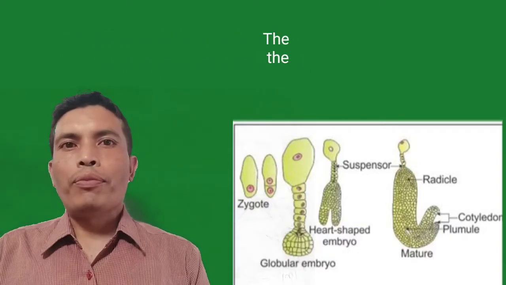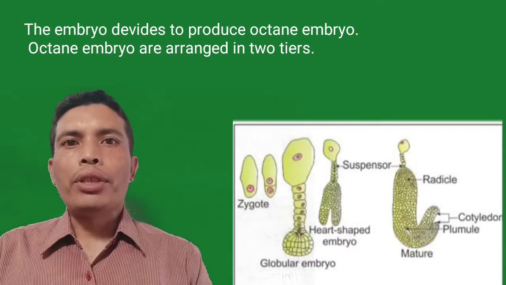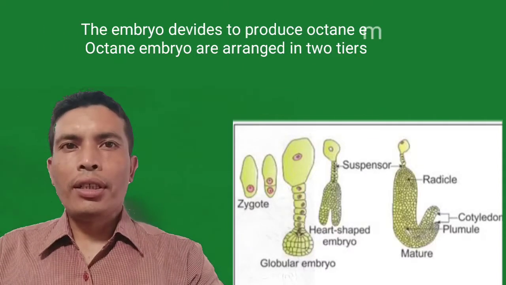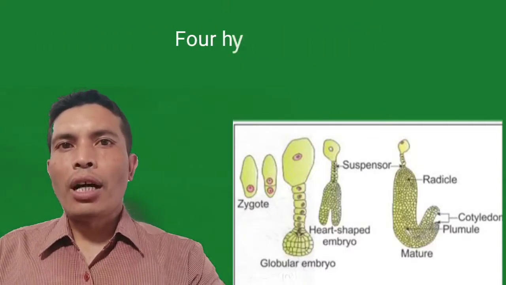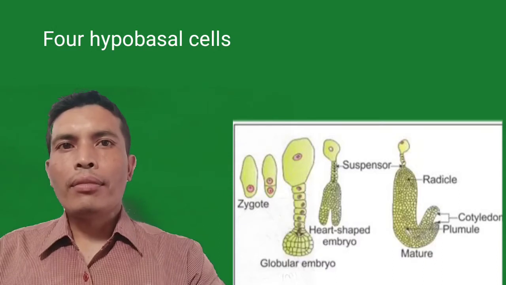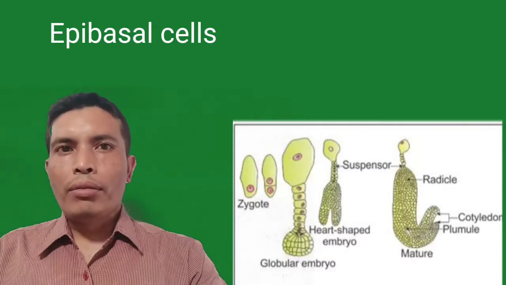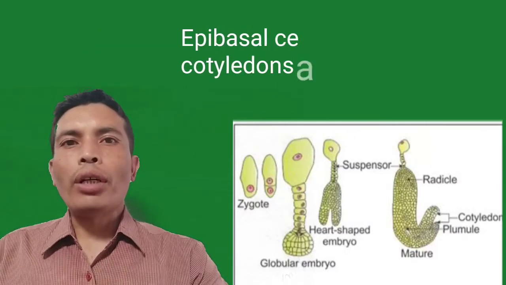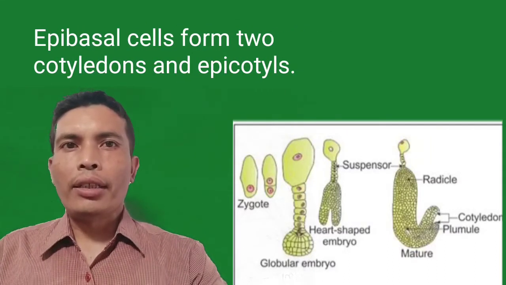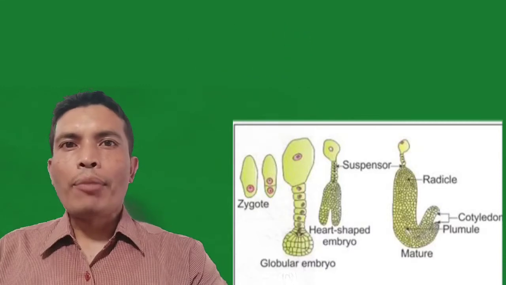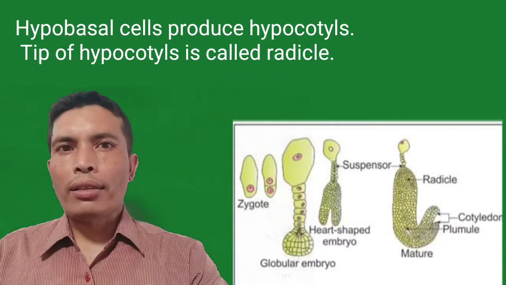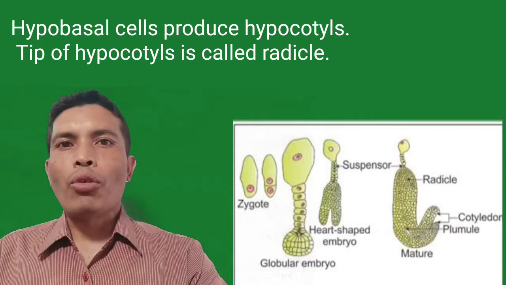The suspensor helps in pushing the embryo into the endosperm. The embryo divides to produce an octant embryo, which is arranged in two tiers. The 4 cells near the suspensor are called hypobasal, and the other 4 cells are called epibasal. Epibasal cells eventually form the cotyledons and epicotyl, and hypobasal cells produce the hypocotyl. The tip of the hypocotyl is called the radicle.